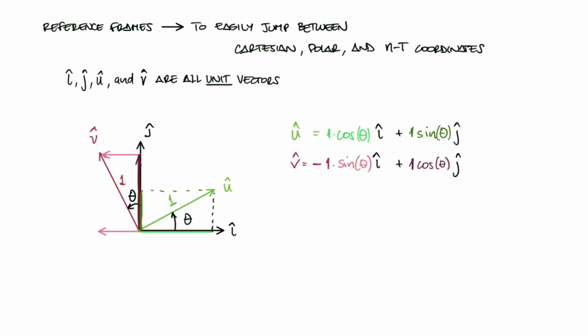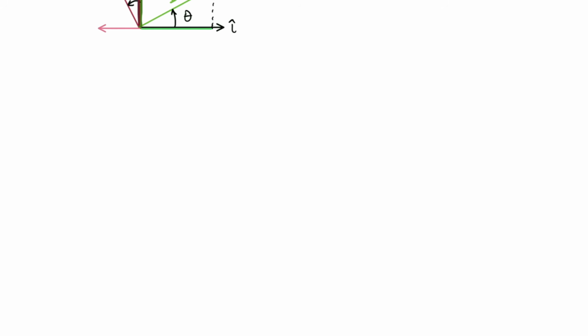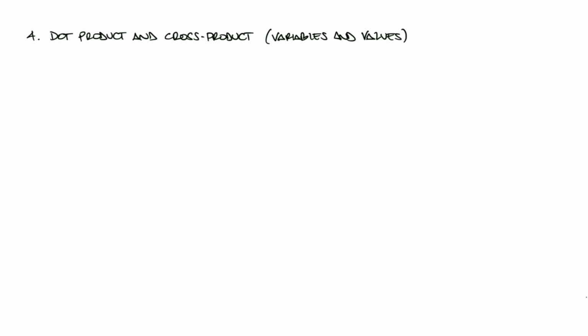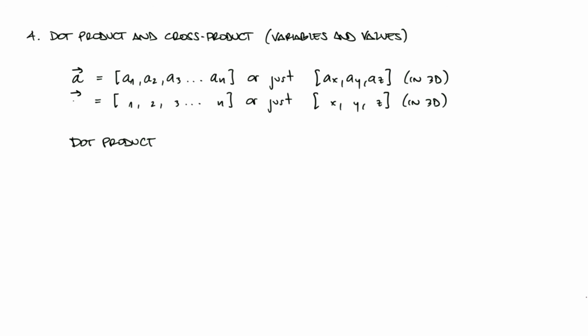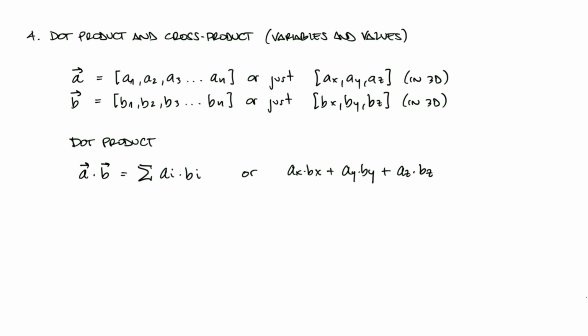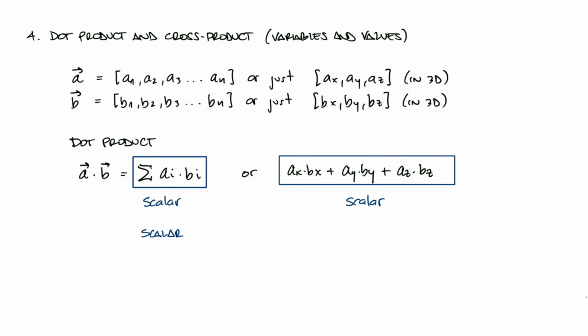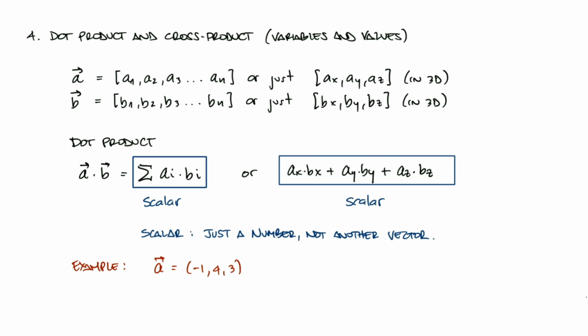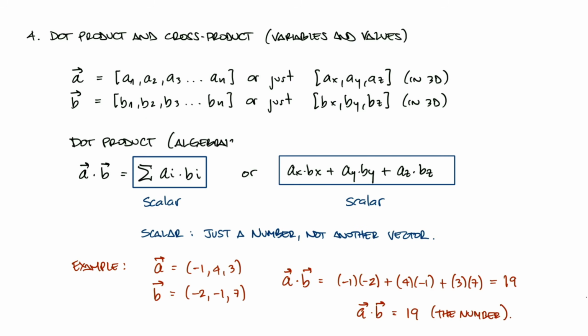Cross products are a lot more common in dynamics than dot products, but let's review both. The dot product between two vectors a and b is algebraically defined as the sum of a sub i times b sub i. So the dot product of two vectors is a scalar, or in other words, just a number, not a vector. If a is, for example, minus 1, 4, and 3, and b is minus 2, minus 1, 7, the dot product would be the number 19, a scalar.